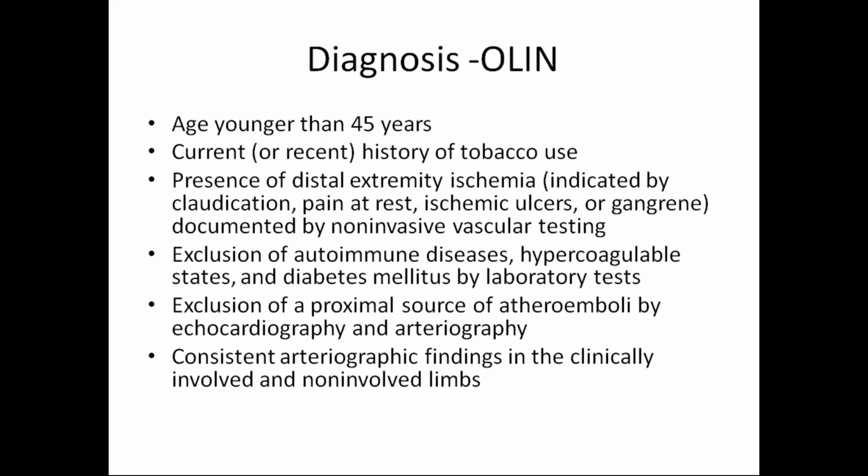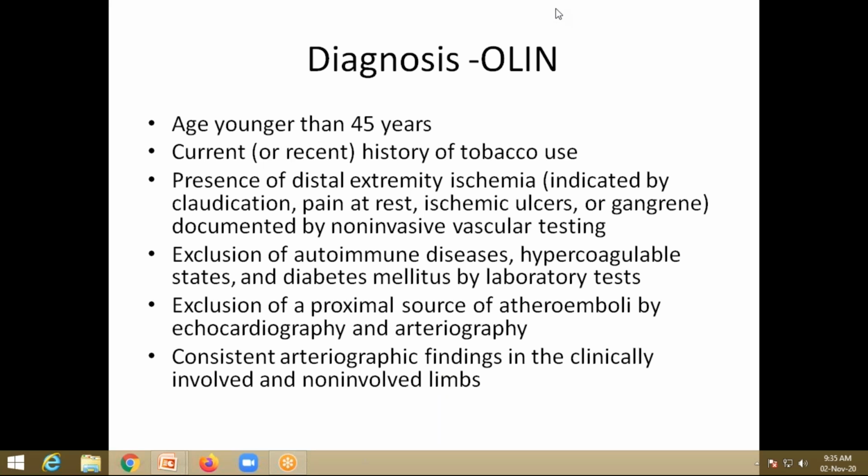So diagnosis is by the same criteria, along with imaging or biopsy. You need to exclude autoimmune disease, hypercoagulable disease, diabetes, etc. Exclusion of emboli by echocardiography and arteriography. Consistent arteriographic findings in the clinically involved limb. What are the arteriographic findings?